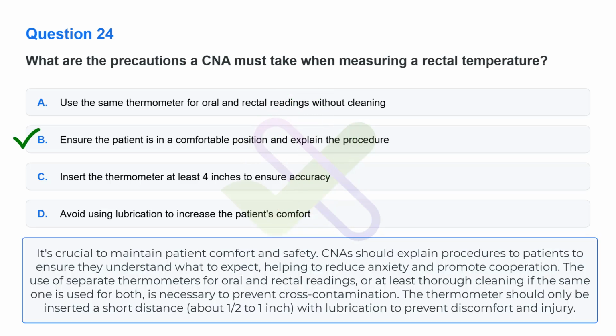The correct answer is B. Ensure the patient is in a comfortable position and explain the procedure. It's crucial to maintain patient comfort and safety. CNAs should explain procedures to patients to ensure they understand what to expect, helping to reduce anxiety and promote cooperation. The use of separate thermometers for oral and rectal readings, or at least thorough cleaning if the same one is used for both, is necessary to prevent cross-contamination. The thermometer should only be inserted a short distance, about 1/2 to 1 inch, with lubrication to prevent discomfort and injury.